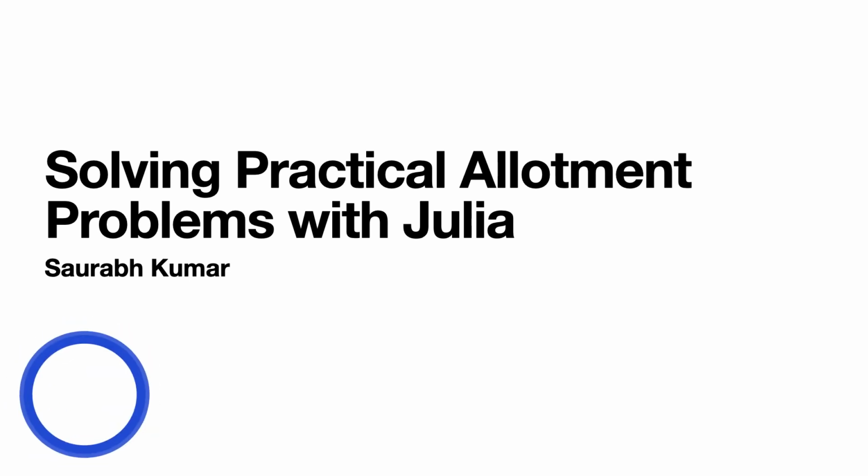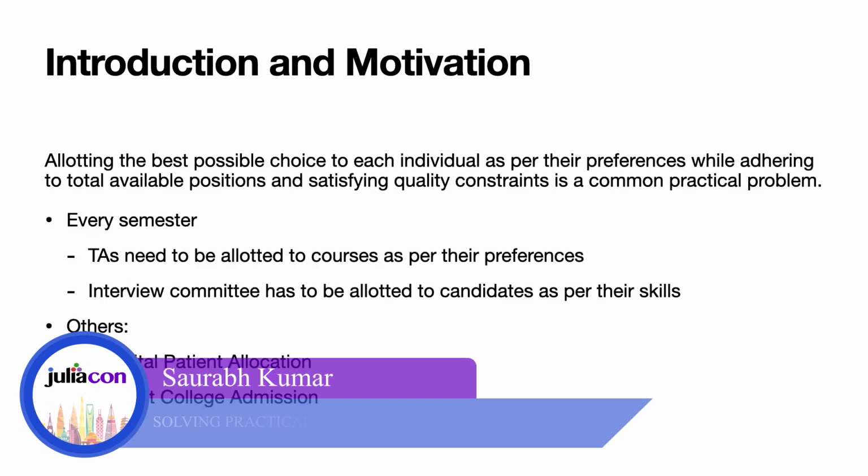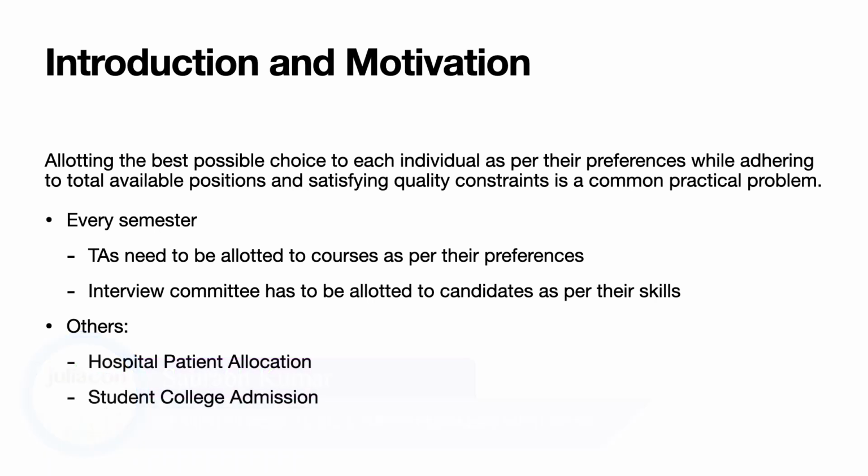In this presentation, I will be talking about solving practical allotment problems with Julia. Let us start with a quick introduction to the problem and motivation that got us excited. This started out as one of the projects to assist our department office staff in automating their tedious and time-consuming tasks. The problem statement here was to allot the best possible choice to each individual as per the preferences provided by them for available positions, while adhering to total available positions and satisfying certain quality constraints. I will break this down slowly as we get into the talk.